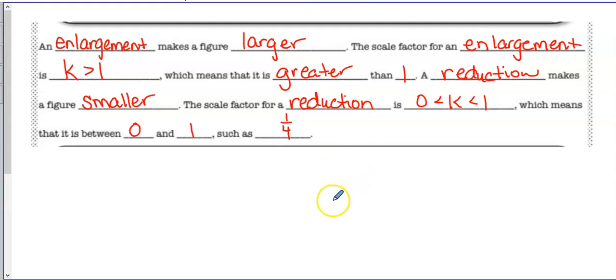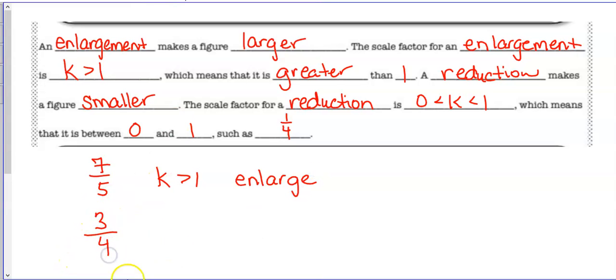So I have a trick for you that you can use to find out whether it's between 0 and 1 or whether it's greater than 1 if it's a fraction. So let me just give you an example. What if you had the fraction 7/5? Well, 7/5 is a fraction, but it's an improper fraction. So one way you can do it is if the numerator is bigger than the denominator, then this number is greater than 1. So that means it would be an enlargement. If you have a fraction like 3/4, the numerator is smaller than the denominator, so K is between 0 and 1 here, and this would be a reduction.